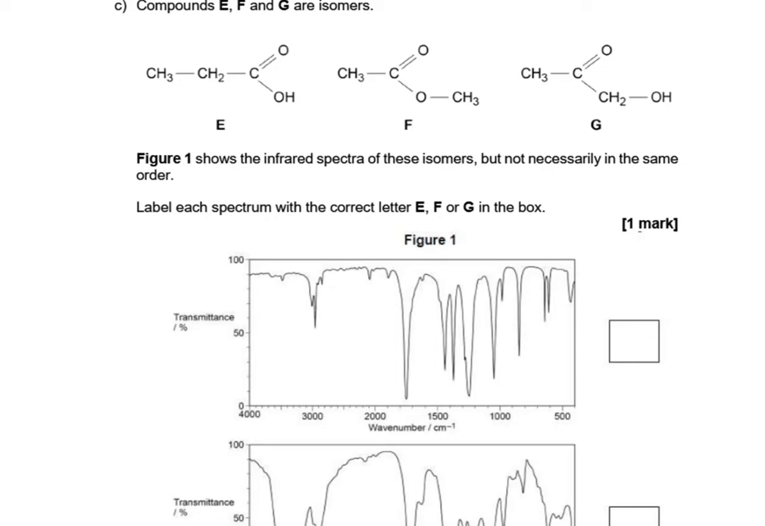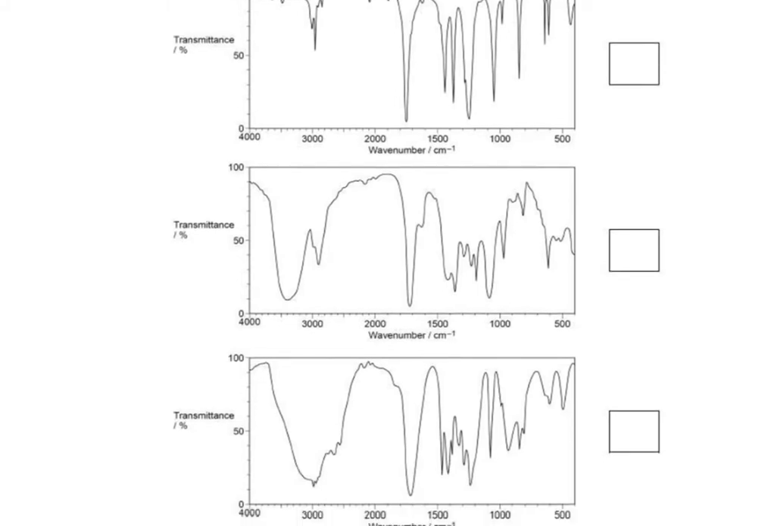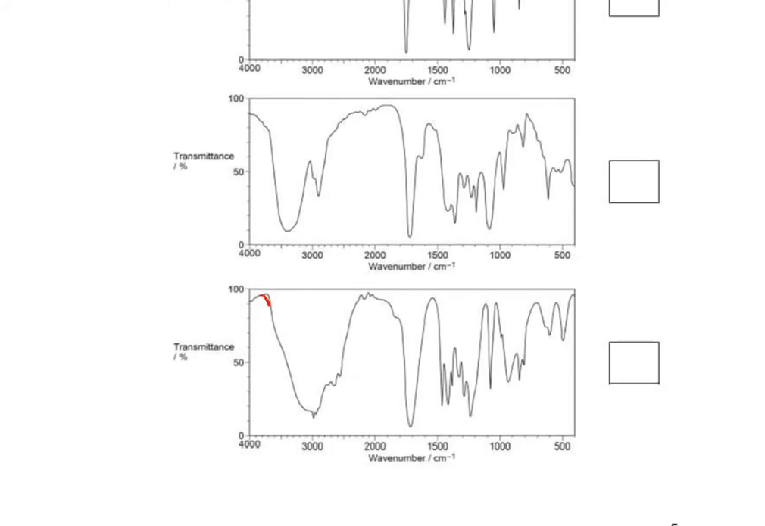Probably the first one that I would be looking at, so for E we've got a carboxylic acid, so this will have the 2 groups expected in a carboxylic acid, and so there's the broad OH for a carboxylic acid, as well as the carbonyl.